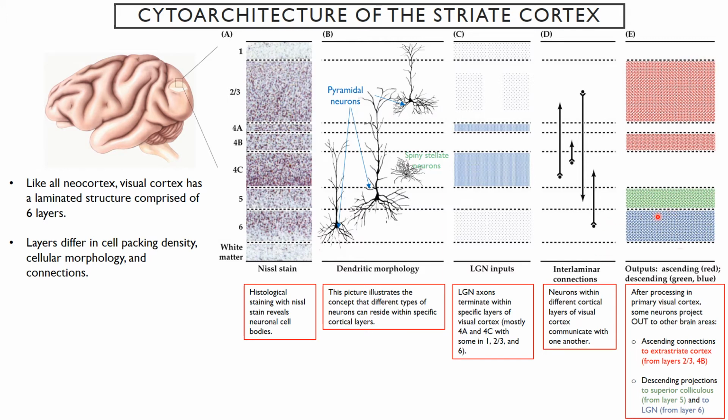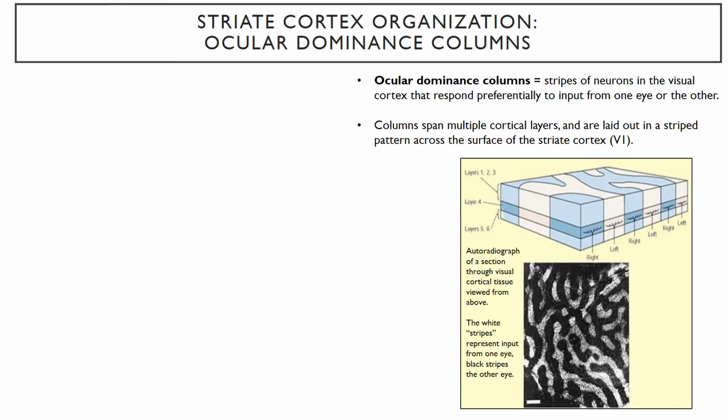We're actually not going to talk about this at all right now, but in a few slides we will be talking about what is happening from the output of primary visual cortex. First we have to talk about what's happening within primary visual cortex. And so this is showing exactly that.